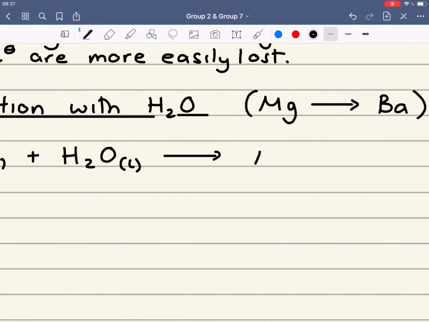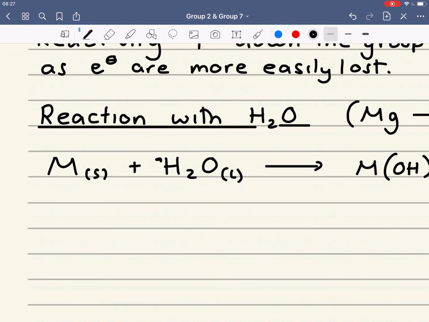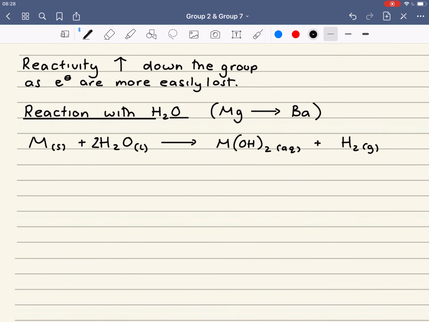And that reacts to produce a metal hydroxide with the following formula. Now, the solubility of these hydroxides is something I'm going to discuss a little bit later on, but for now I am just going to put it down as aq. Some of these metal hydroxides, though, are very, very sparingly soluble and actually would probably form a solid here. And we're going to get hydrogen gas. And in order to balance this, I need to put a 2 in front of the H2O. Now that's your general equation for any group 2 metal with water.